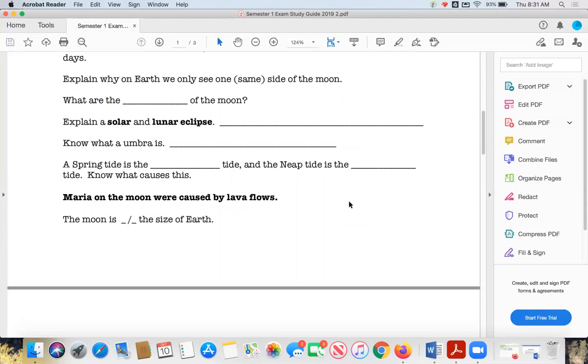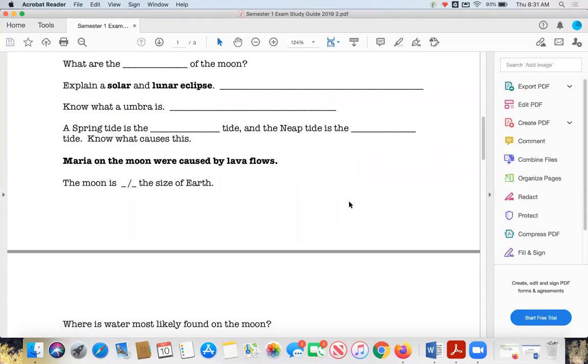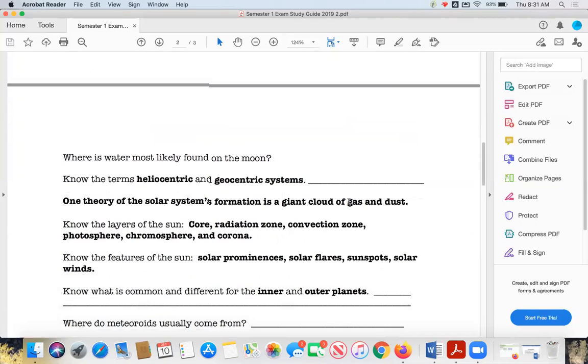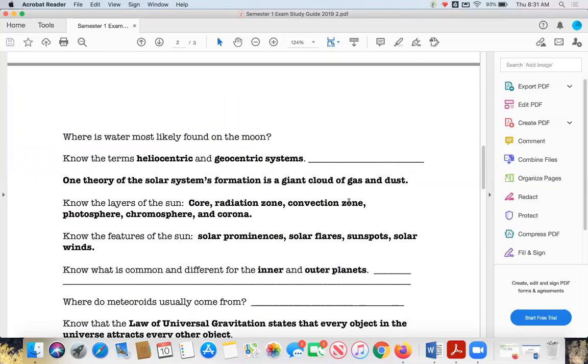A spring tide is the weak or strong tide? And the neap tide, is it the weak or strong tide? Maria on the moon were caused by lava flows. Okay, that's just information I'm giving you. You don't have to do anything with that. The moon is a fraction of the size of Earth, okay? Where is water most likely found on the moon? And there, you can write that down.